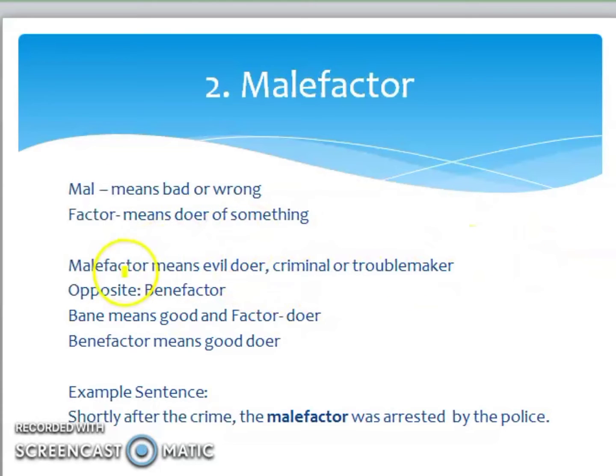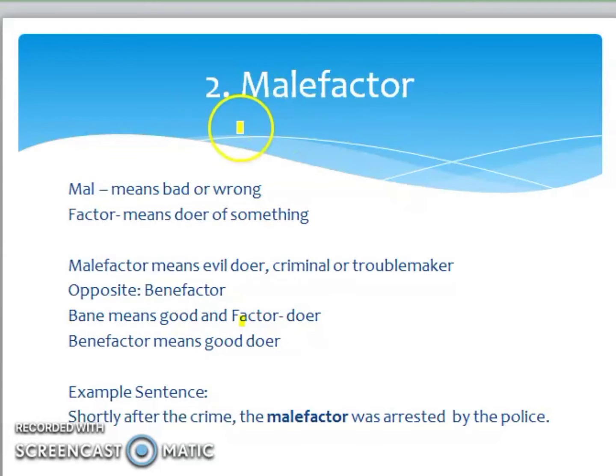You may remember that in the previous lesson we discussed the root word ban, bani, or bon. So I guess you would be familiar with benefactor. Ben means good, and factor means doer. So someone who is doing good for others, who thinks of the welfare of others, is a benefactor. So malfactor will be the opposite.